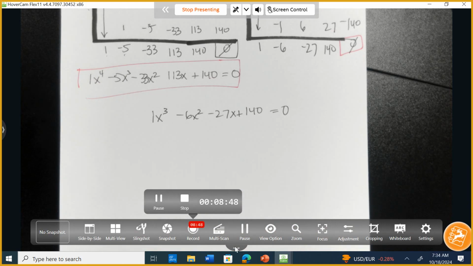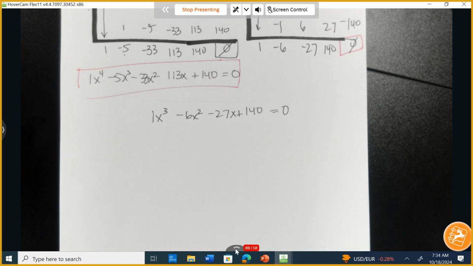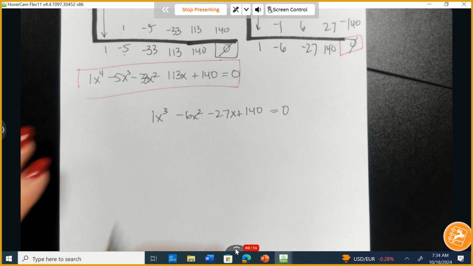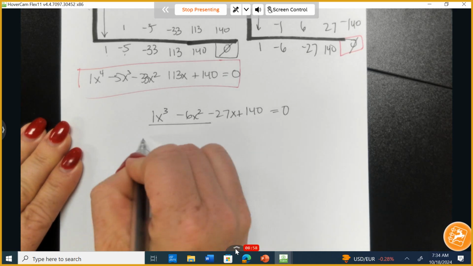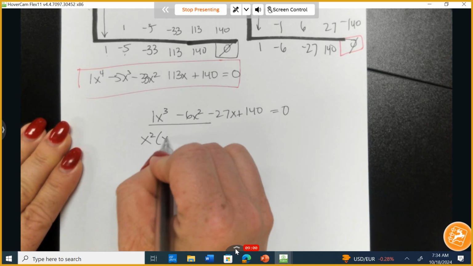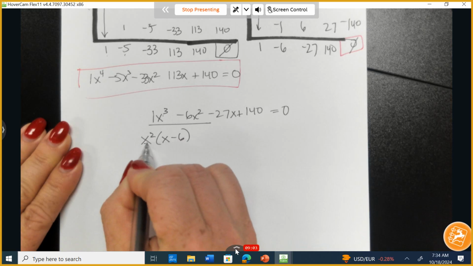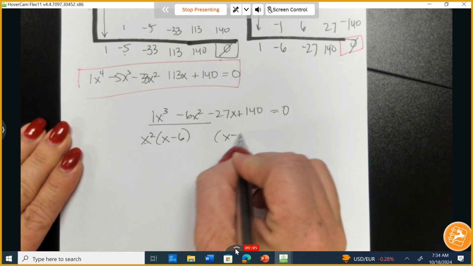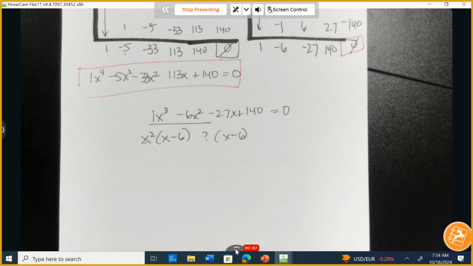Now, I'm going to check because it doesn't always work. I'm going to check to see, can I go through the motions here, and can I possibly factor by grouping? Let's check. Out of these two, the most I can factor out is an x squared, and I'd have x minus 6. There's x cubed minus 6x squared. Now, I don't know if this is possible. Let's check.